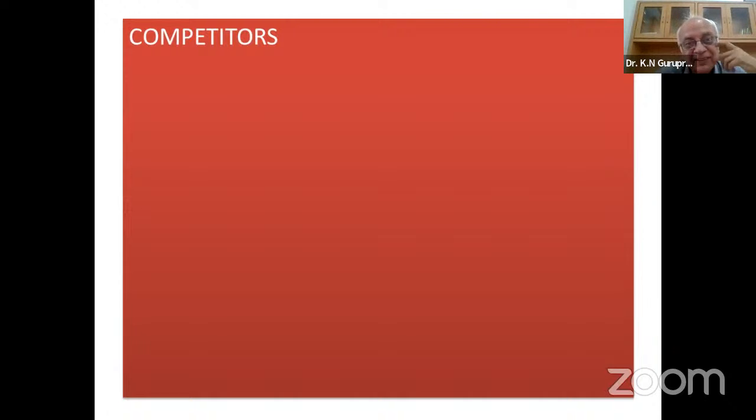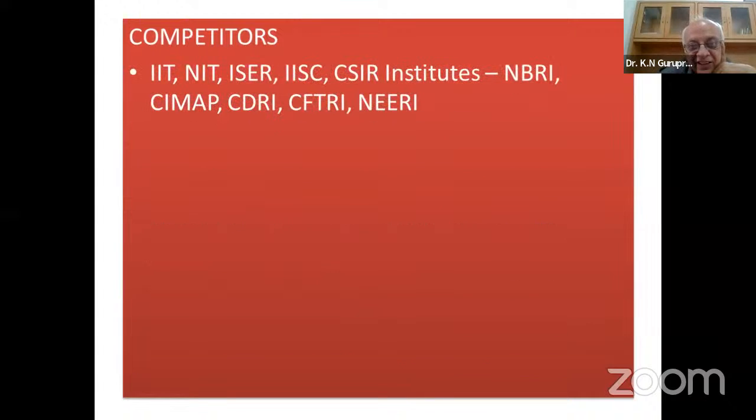Now, who are our competitors when we apply for these projects? You see, all the central government agencies, whether it is IITs or national institutes or IISc, Institute of Science, or even CSIR laboratories, CSIR institutes, or national institutes like National Botanical Research Institute or CIMAP or CDRI, CFTRI, NEERI, all these are national institutes.